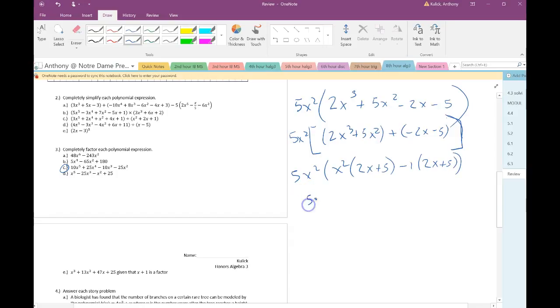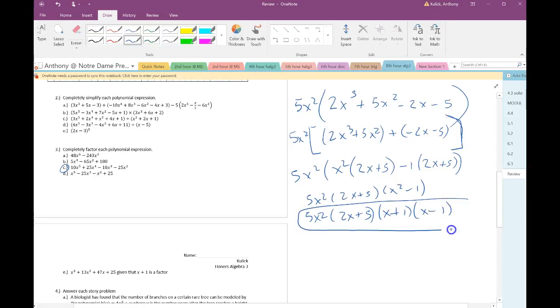And that's going to give me 5x squared times 2x plus 5 times x squared minus 1. Am I done? Maybe, but maybe not. We have to check to see if these things factor. 2x plus 5 is linear, so it doesn't factor anymore. x squared minus 1 is a difference of two squares, so that becomes x plus 1 times x minus 1. And now I'm done. x plus 1 and x minus 1 are both linear terms, so they can't factor.